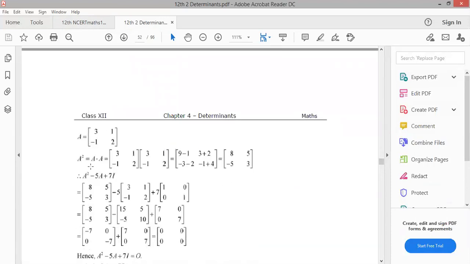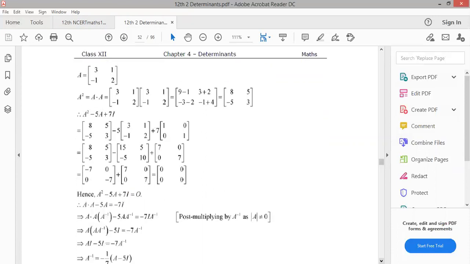So A square is this. 5A we can calculate. 7I we can calculate. We will write it over here. And this is A square minus 5A plus 7I. That's equal to what? It's the 0 matrix. We have proved this. Substituting these values in this, we see that this is equal to the 0 matrix. After that, we have to find A inverse.